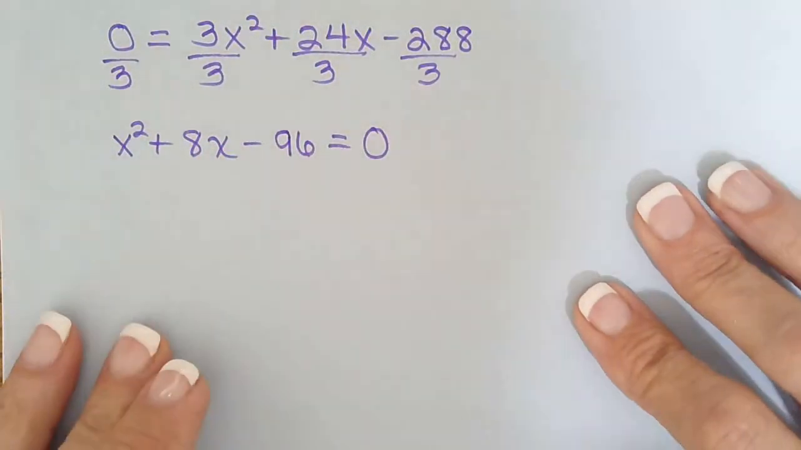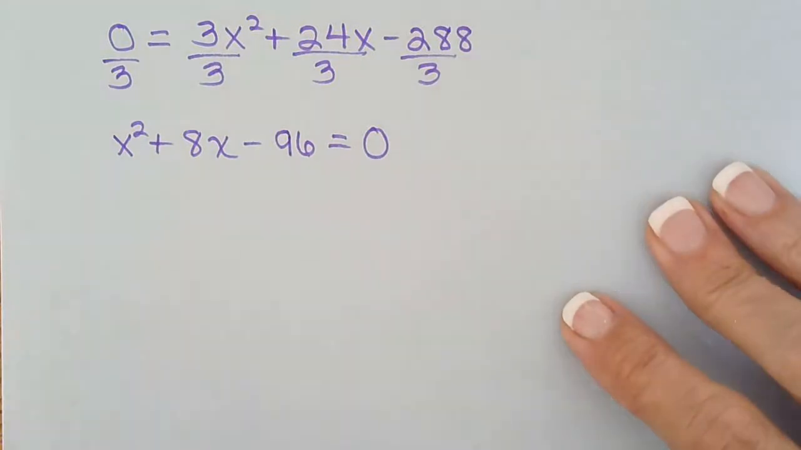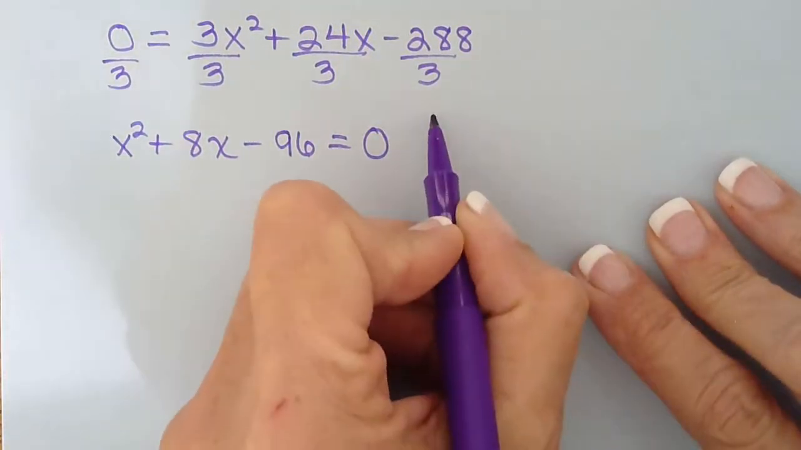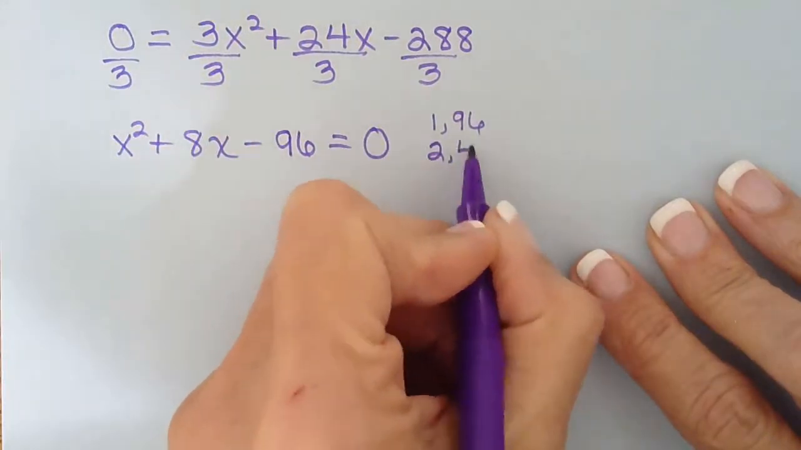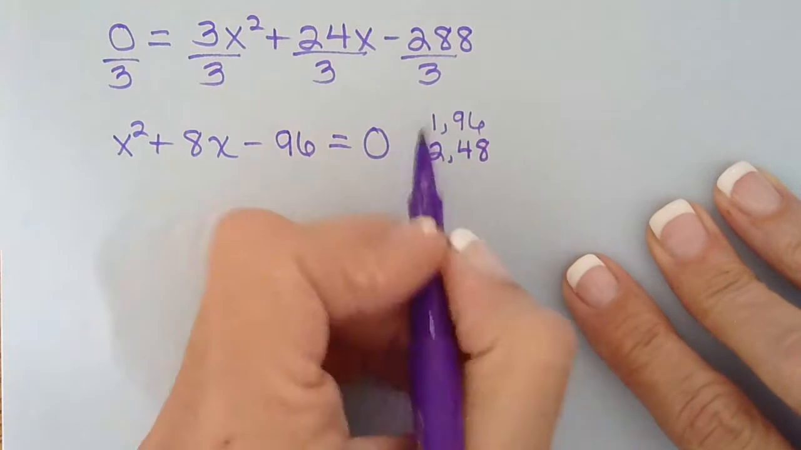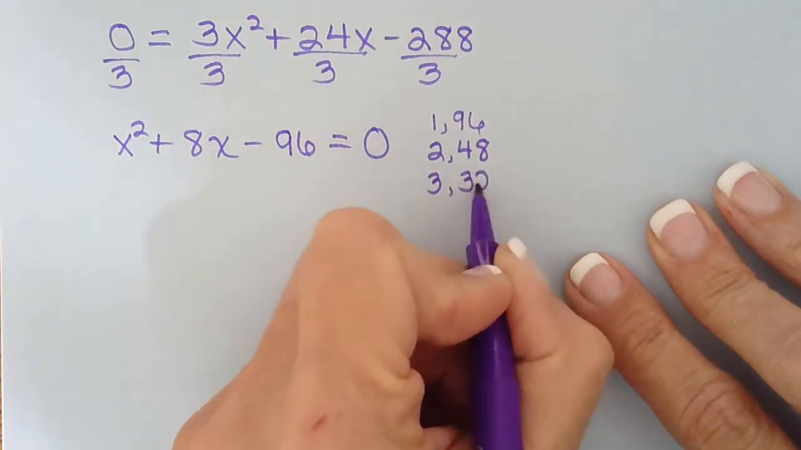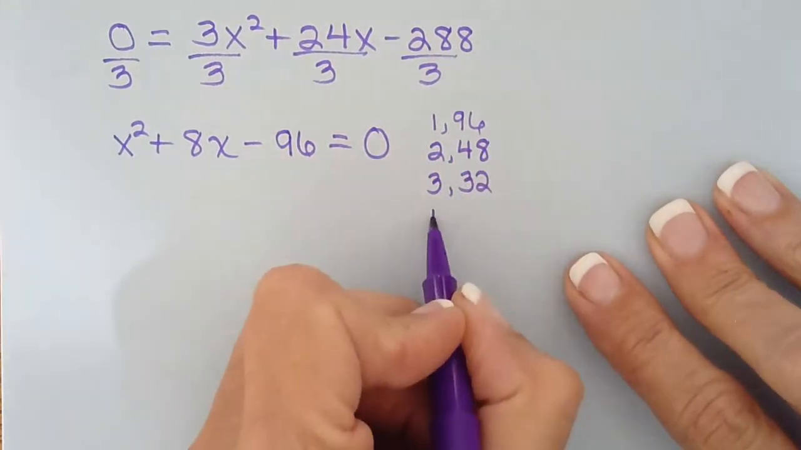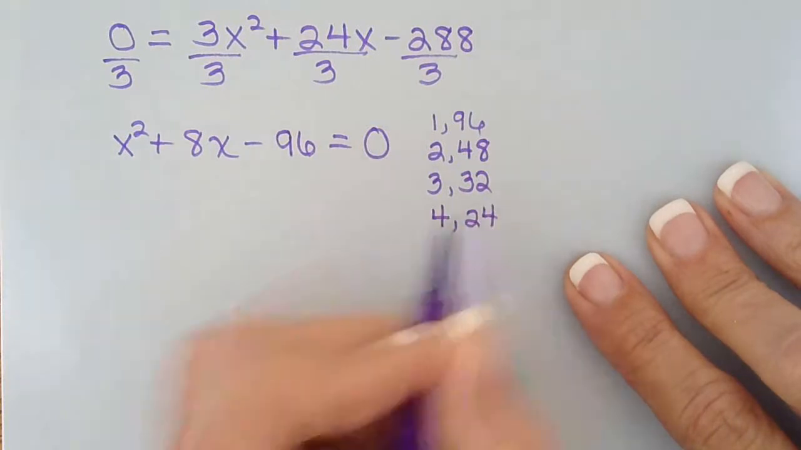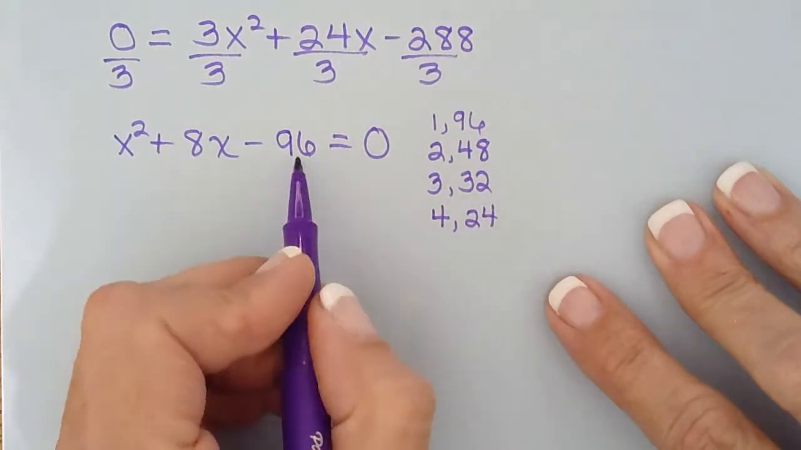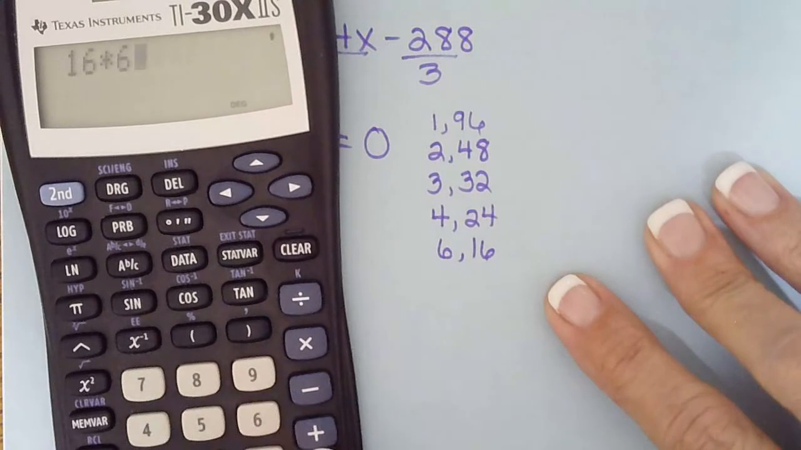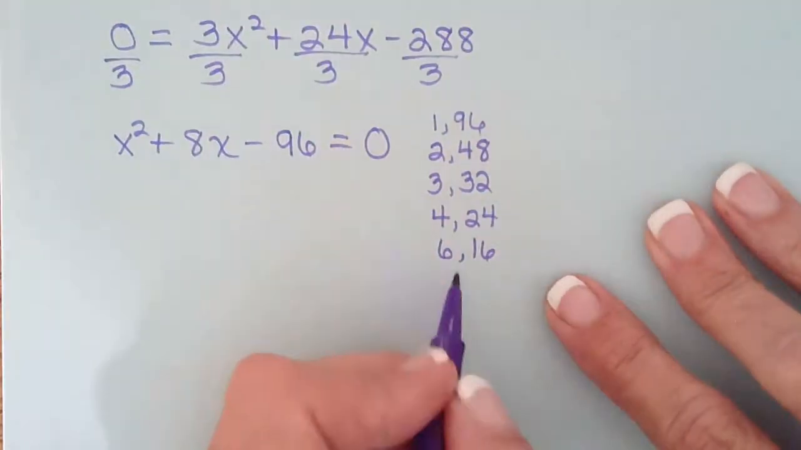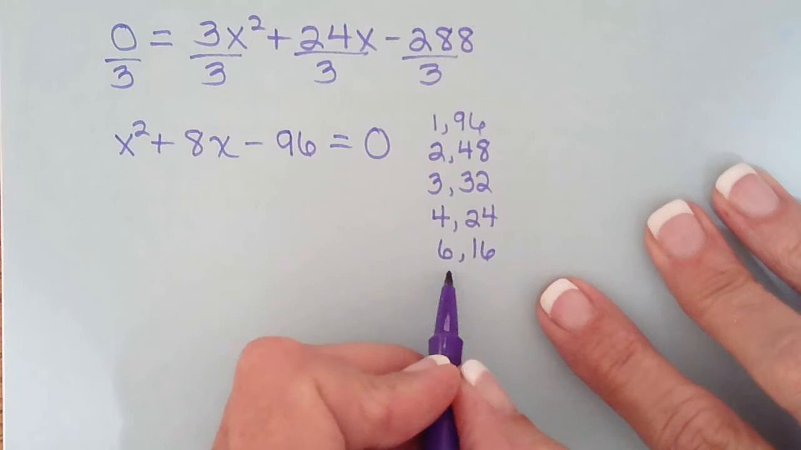So we could try for factoring, shall we? 1 and 96, that obviously doesn't subtract to 8. 2 and 48, that doesn't subtract to 8. 3 and 32, that doesn't subtract to 8. 4 and 24, no, getting closer though. 5 doesn't go into it. 6 and 16, I believe. Let me just make sure. 16 times 6, yep. That doesn't subtract to 8, but we're getting real close.